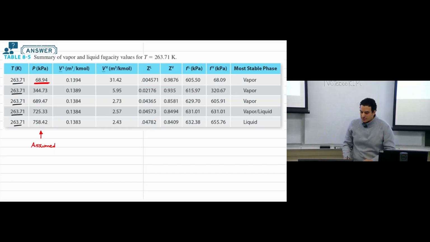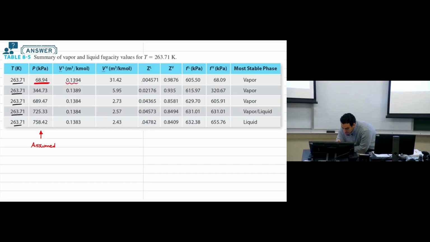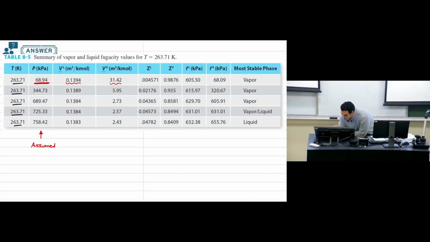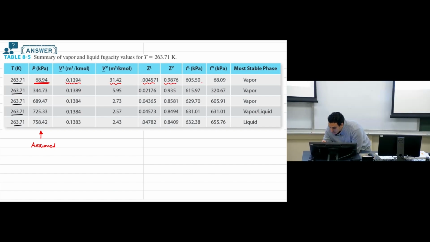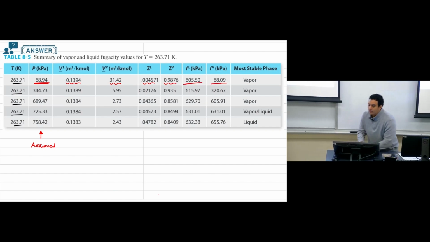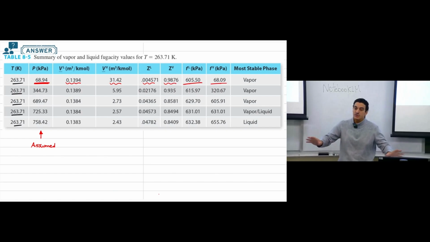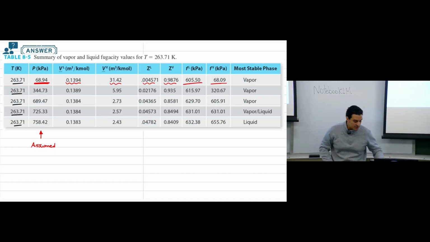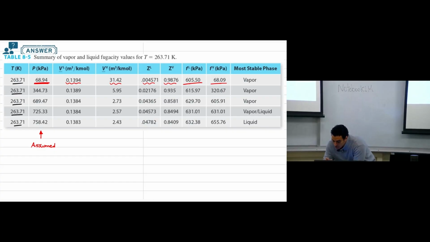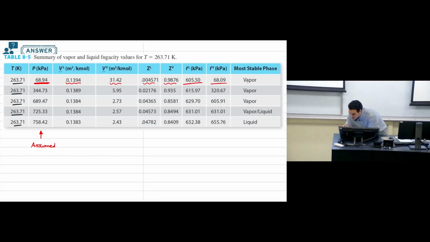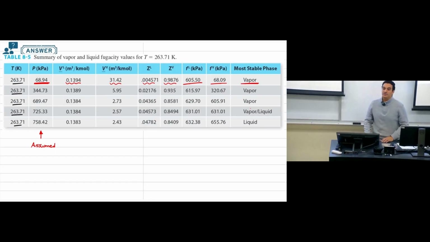So for each of these pressure values, I will calculate molar volume of liquid, molar volume of vapor, compressibility factor of liquid, compressibility factor of vapor. And then I will calculate fugacity of liquid, fugacity of vapor. They are not equal, so this means phase equilibrium does not exist, and only one phase will exist at this condition. And which phase will exist? The phase that has the lower fugacity. So here fugacity of vapor is less than fugacity of liquid, so I will have vapor phase.